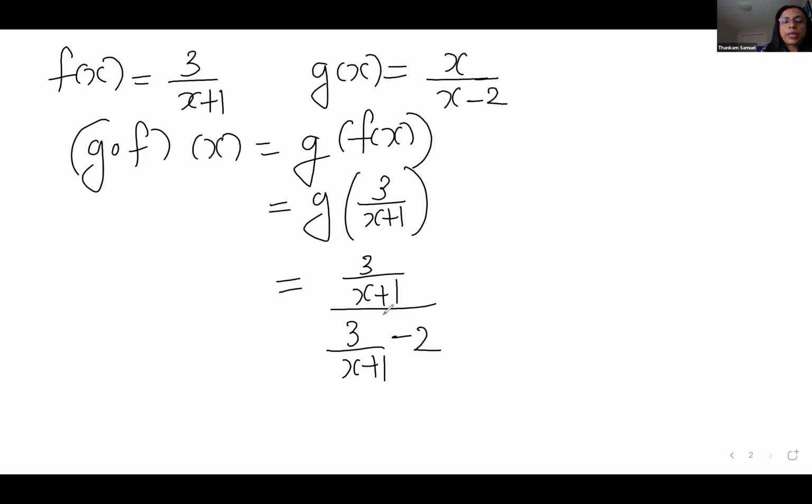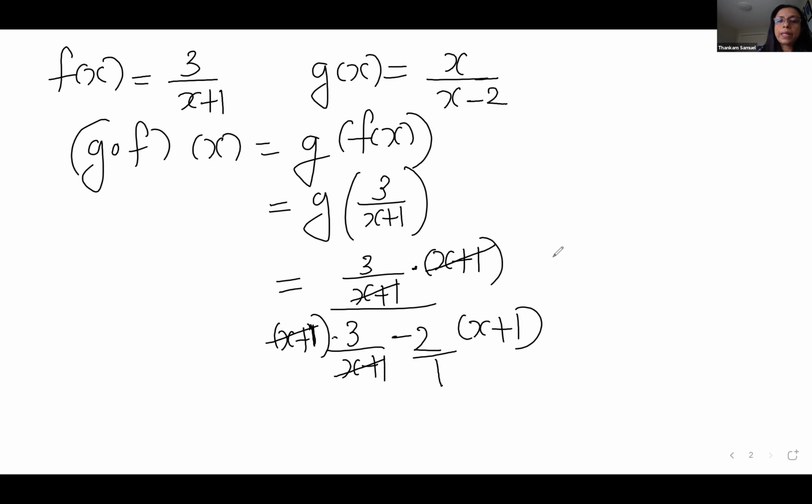And again, you can see that this is a complex fraction. To simplify the complex fraction, we need to find the LCD. So the denominator of this expression is x plus 1. This is x plus 1 and the denominator of this is 1. So the LCD is x plus 1. We need to multiply each of the terms in this complex fraction by x plus 1. So x plus 1 and x plus 1 will cancel. Here also x plus 1 and x plus 1 will cancel.